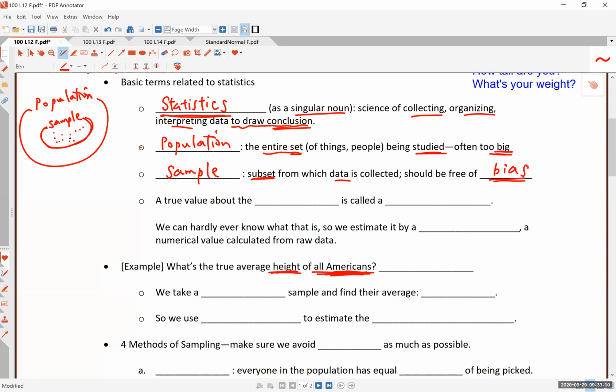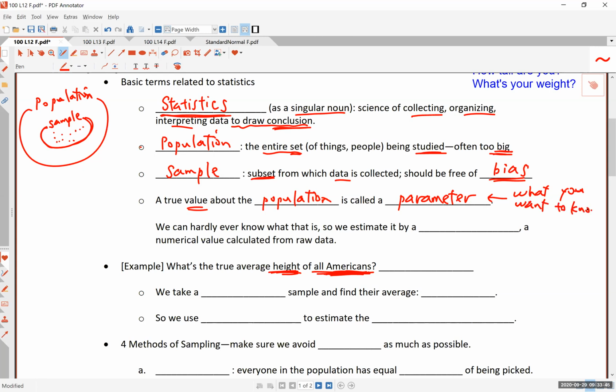A true value about the population. Let me go back to this idea of height, the average height of all Americans. There is an average height of all Americans. I don't know what that is. You don't know what that is. But there is a true value, and that value about the population is called a parameter. This is what you're looking for, what you're after, what you want to know.